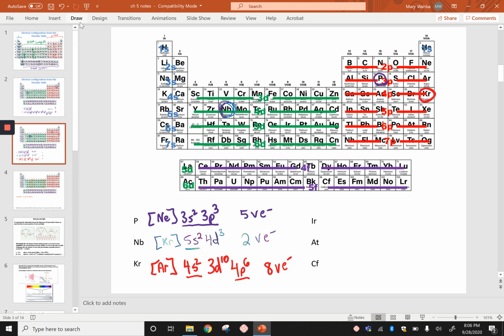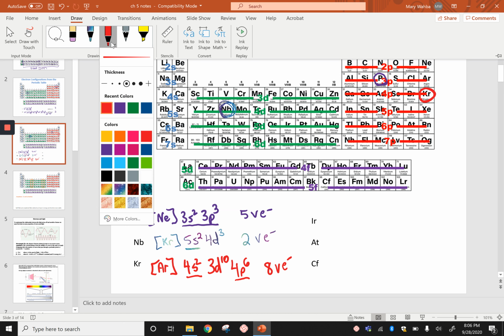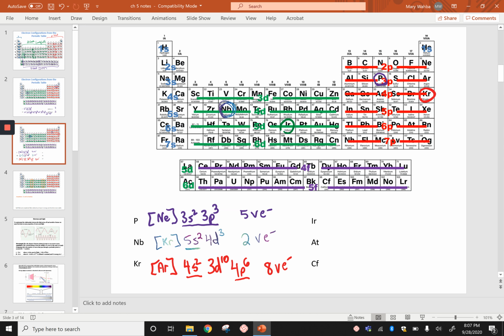Okay, let's do the next one. So the next one is iridium. Can you guys find iridium? It is a transition metal. Do you see it right here? So what noble gas comes before that? Well, xenon comes before iridium, so we're going to write xenon in brackets. And then we're going to start after xenon. So right here we have 6s2.